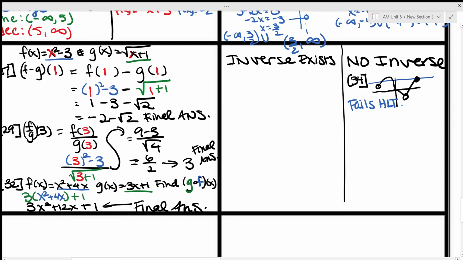Okay, what about number 35? Inverse or no inverse? I'll do it for you guys since you guys are distracted. It passes both. So vertical line test, it never touches more than once. Horizontal line test, it passes there also.